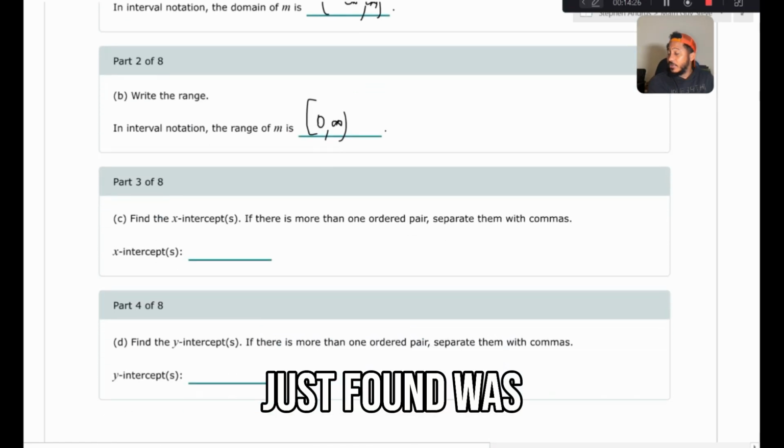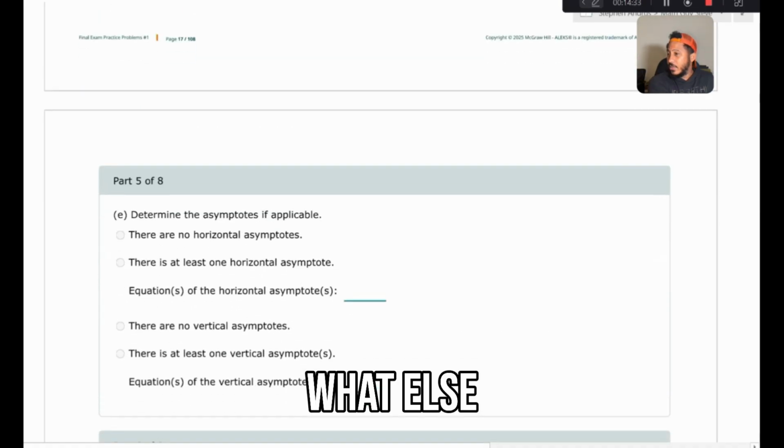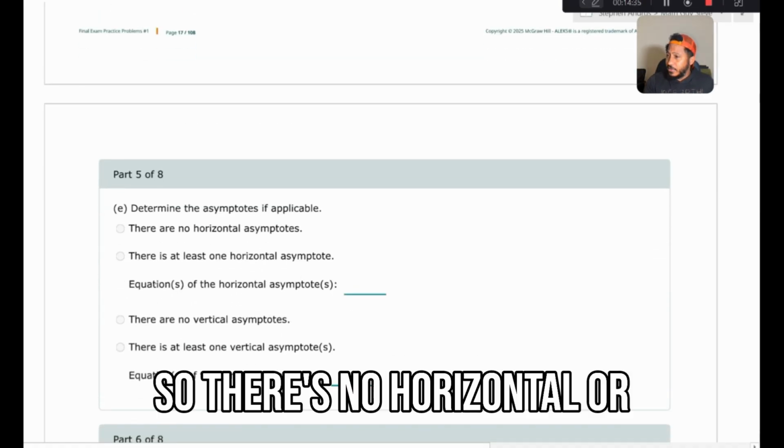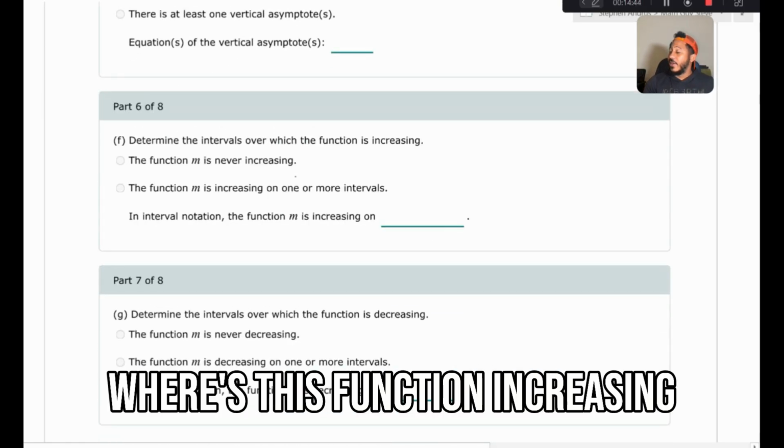X-intercept we just found was 3, 0. The y-intercept we just found was 0, 9. What else? There are no asymptotes for quadratic graphs, right? So there's no horizontal or vertical asymptotes or oblique asymptotes, slant asymptotes. Where's this function increasing?